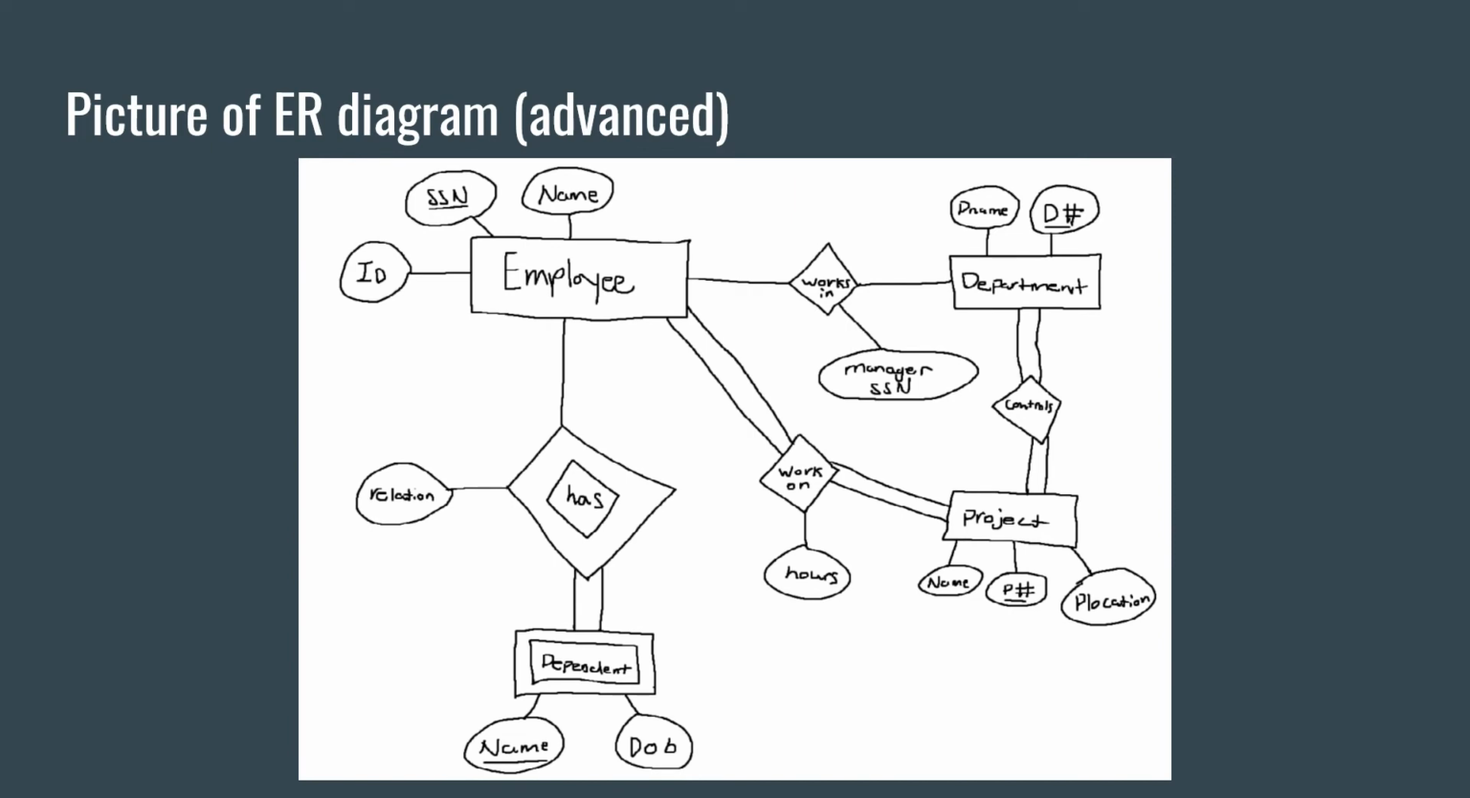Here is the advanced ER diagram we created. This ER diagram is an example of one of the ER diagrams we created in our database class. It contains all of the elements we found most important to be in the ER diagram. This ER diagram would closely resemble a diagram that would be made in an actual project.